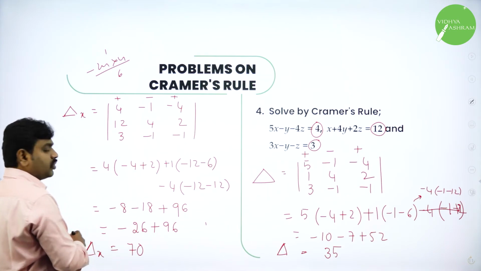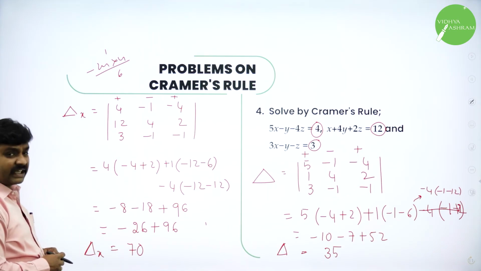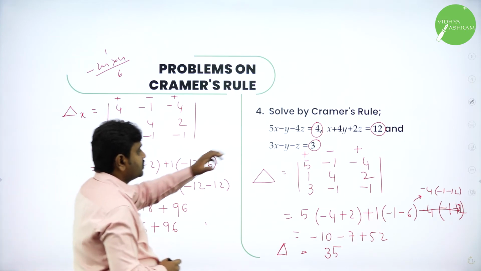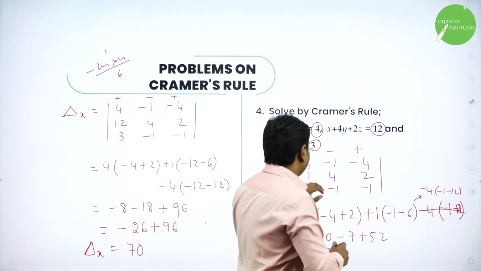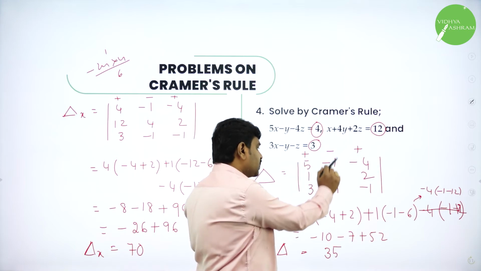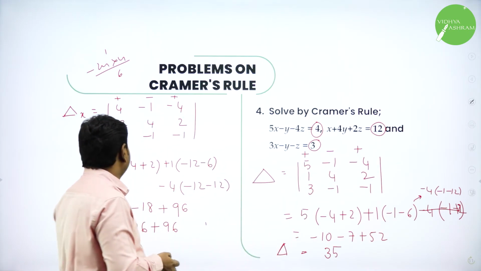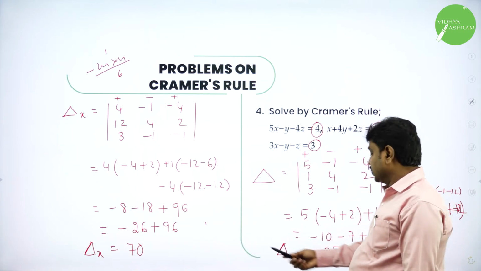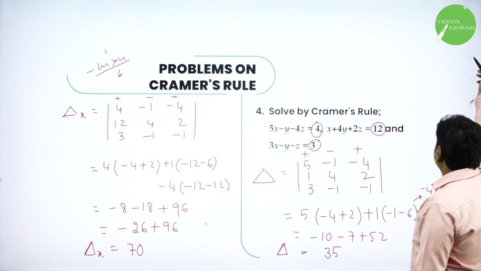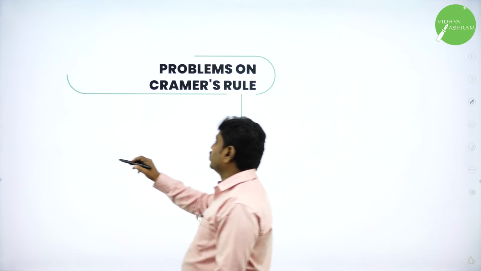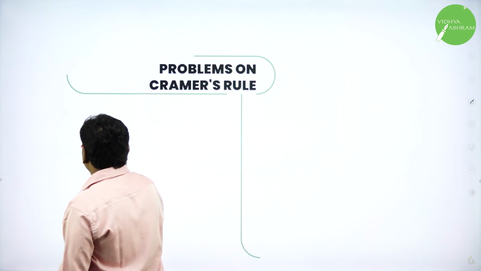What is the delta x value? You got 70. How to get delta x? Replace the first column with the constants 4, 12, 3. So the first column of delta you remove and put the constants. The remaining second and third columns you retain as they are, and you will get delta x. Now we got delta x, we got delta. Now you go for delta y, so delta y we need to find.